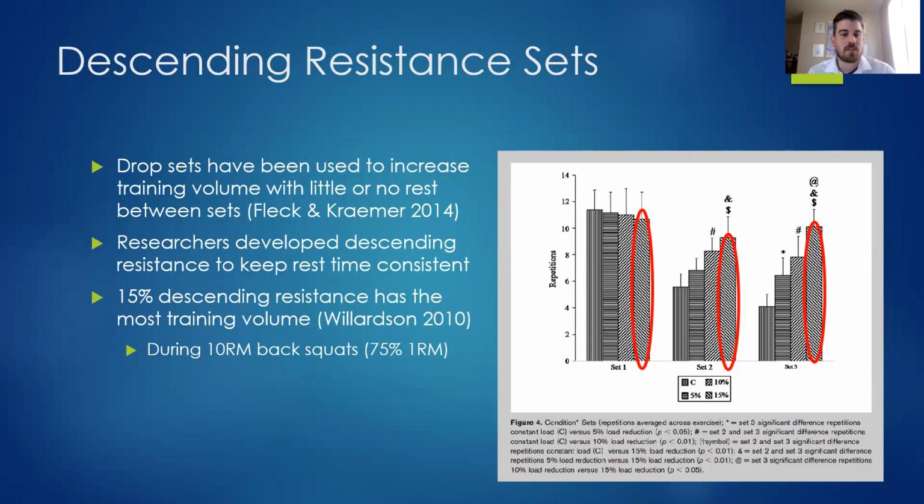So people have looked into descending resistance sets, and in the past, people have used drop sets to increase training volume with little to no rest between sets. And with these descending resistance sets, they can keep the rest time consistent. So 15% descending resistance has shown the most training volume increase over a 10 RM back squat, as shown in this graph.